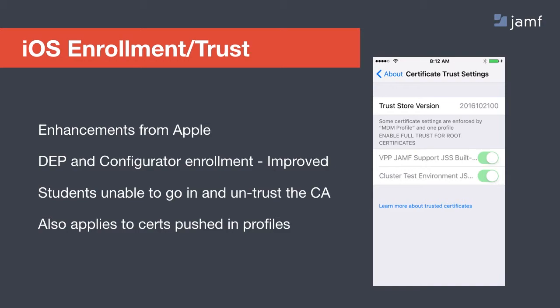These trusts that are pushed from DEP or Configurator can now be managed by the MDM profile. And so when you enroll a device with Configurator or DEP, that certificate is always going to be trusted. Previously, it was possible, and some students did figure out that they were able to go in and untrust the certificate authority, and that basically caused a communication breakdown between the devices, and we were not able to manage those. So now if you're using DEP or Configurator, that's not possible anymore.